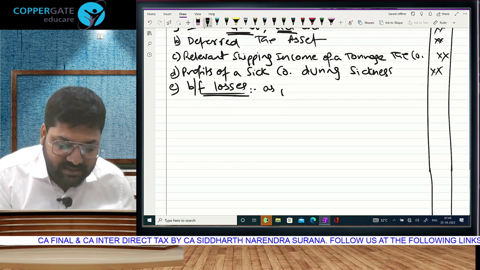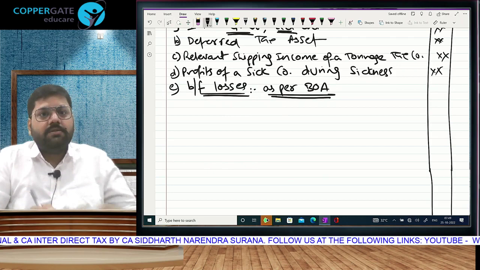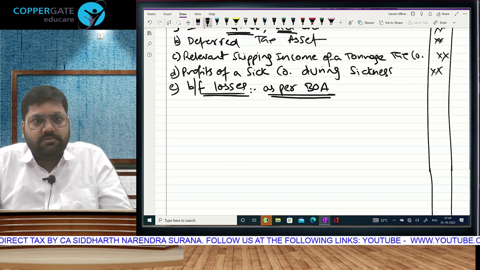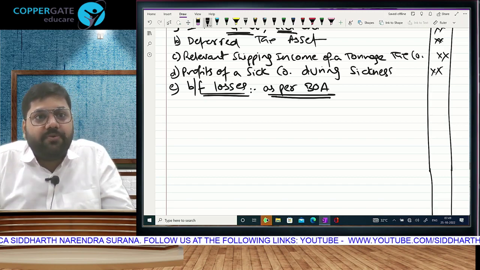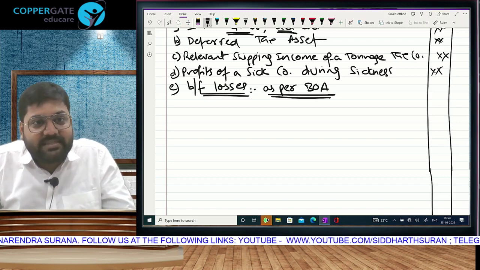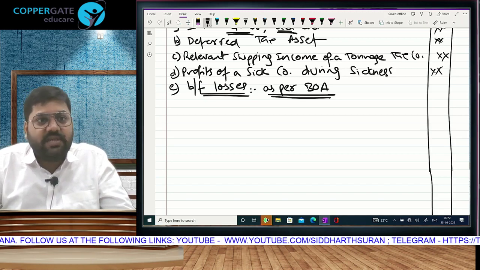But the difference is this, friends. The brought forward losses will be as per books of accounts. Because we are computing book profit. The brought forward losses as per tax will not be taken. As per accounts will be taken. And what is the difference, do you know?